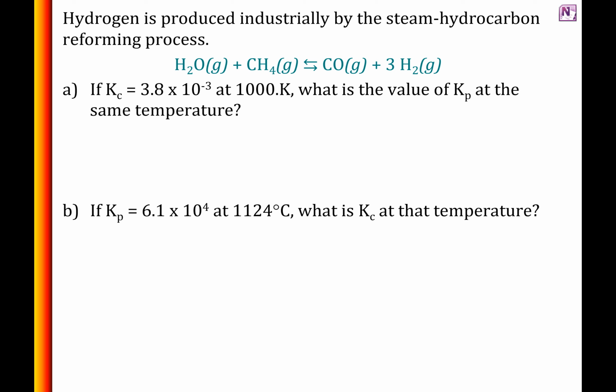Okay, here are 2 problems for you to try. It says hydrogen is produced industrially by the steam-hydrocarbon reforming process, and that gives us water plus methane gives us CO and H2. The first one says if Kc is equal to 3.8 times 10 to the minus 3 at 1000 Kelvin, what is the value of Kp at the same temperature? The second one asks if Kp is equal to 6.1 times 10 to the minus 4 at 1124 degrees C, what is Kc at that temperature? So the first one wants the value of Kp, the second one wants the value of Kc. Give this one a try and see what you come up with.